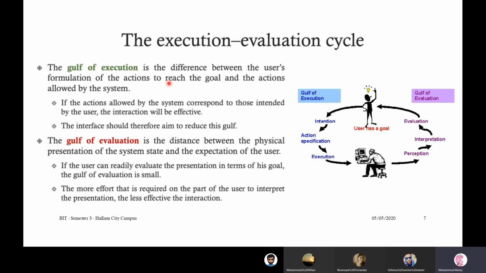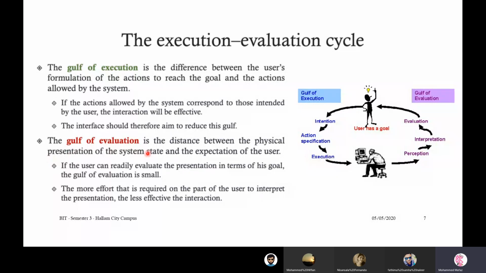Now, for example, you may have a set of actions that you need to do because you want to achieve your goal. You are targeting your goal and you have come up with, this is what I need to do in the system. But when you go to the system, or maybe the software interface, you may not find those interfaces or whatever you had in your mind, right? So that gap is called gulf of execution. So if the actions allowed by the system correspond to those intended by the user, the interaction will be effective. The interface should therefore aim to reduce this gulf. So that is that part.